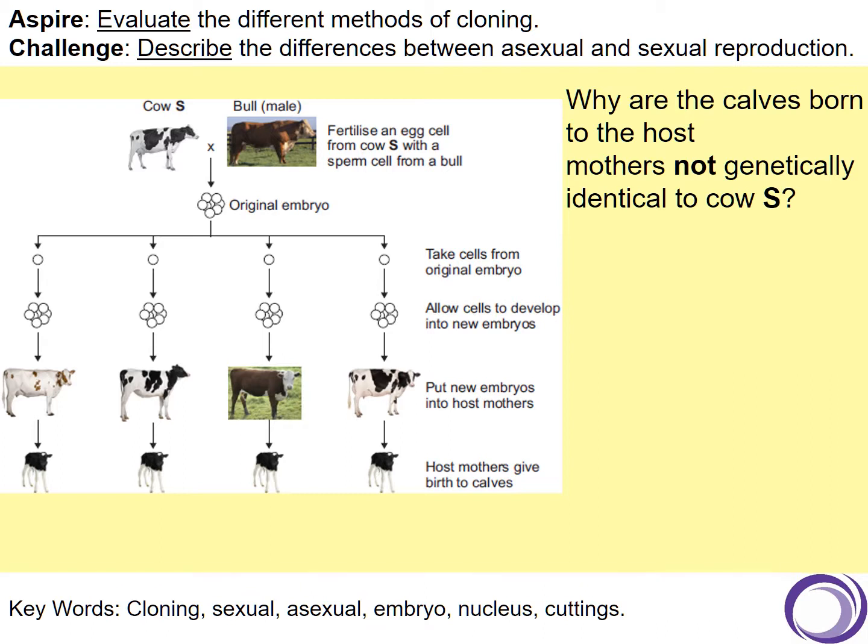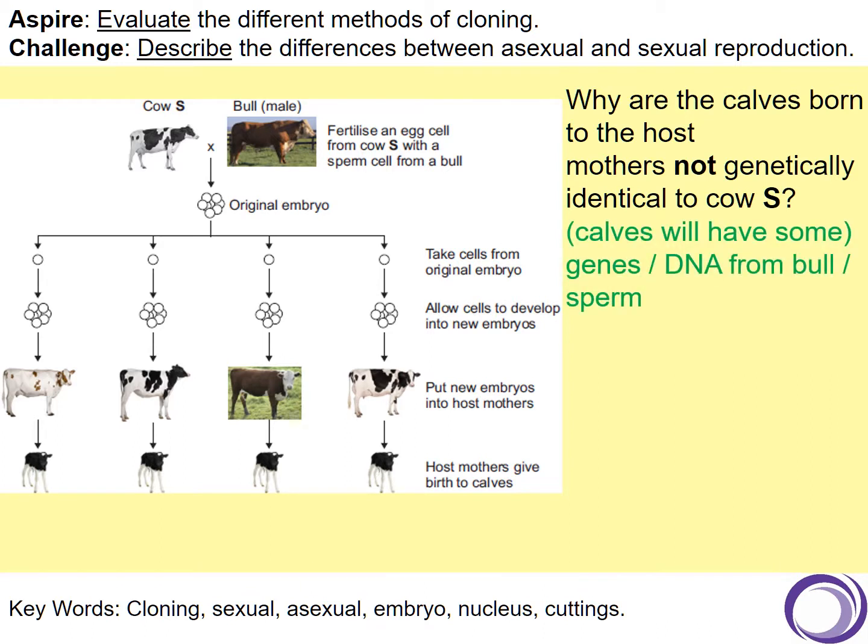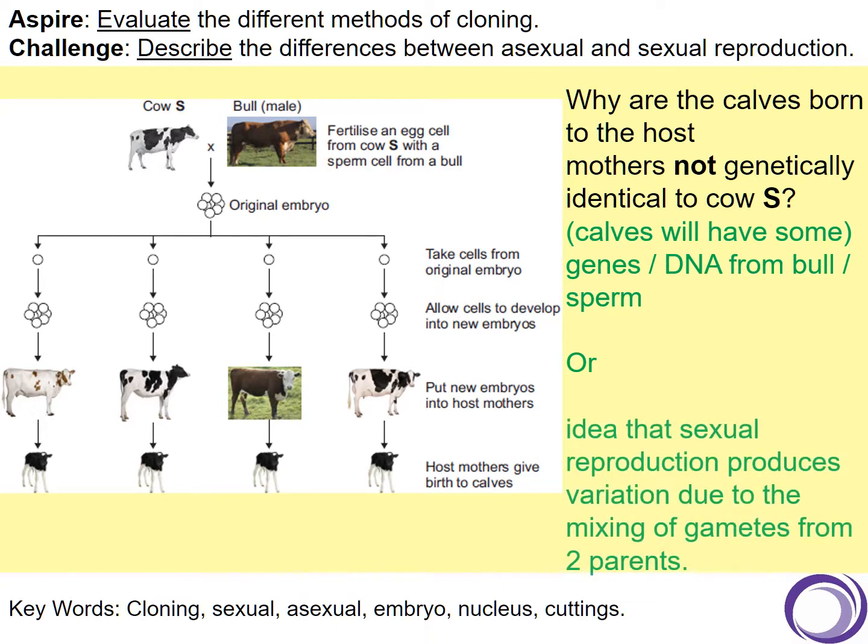Okay, what did you come up with? So the reason they are not genetically identical to cow S is because the calves will have some genes or DNA from the bull, and they'll have some genes and DNA from the cow, the mum. Or there's this idea that sexual reproduction produces variation because the gametes mix together. The genes from each gamete are mixed together.